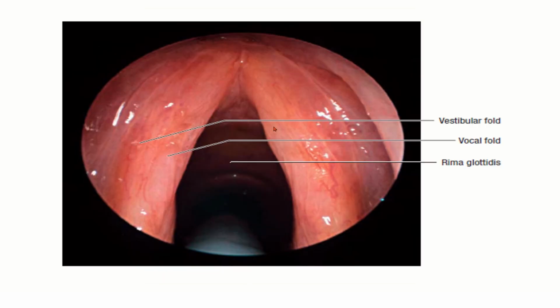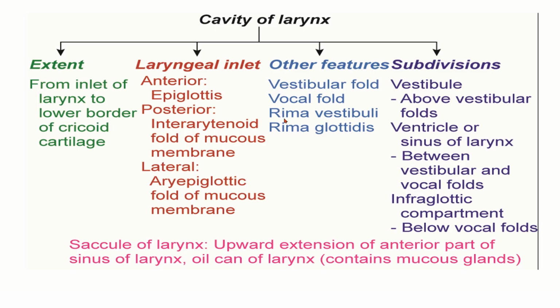So you can see through laryngoscope, this is the vocal fold, this is the vestibular fold, this is the rima glottis between the two vocal folds. So cavity of the larynx. So subdivisions of the cavity of larynx. So vestibule is above the vestibular fold. Ventricle or sinus of larynx is between the vestibular fold above and vocal folds below. Intraglottic compartment is below the vocal folds.